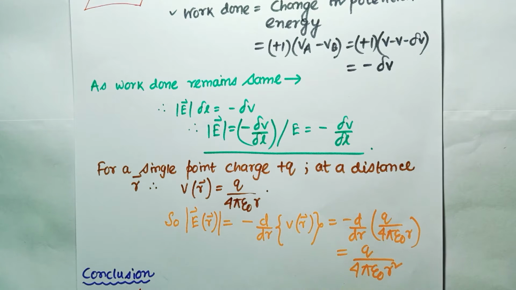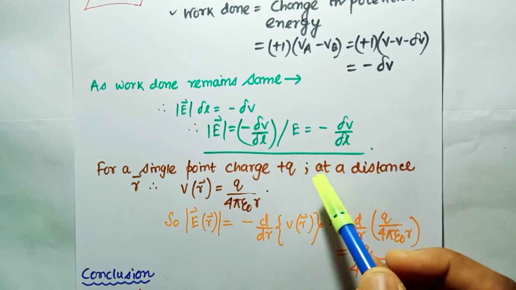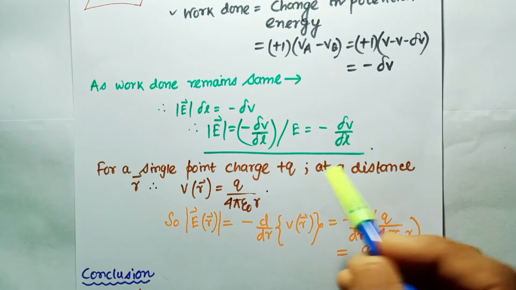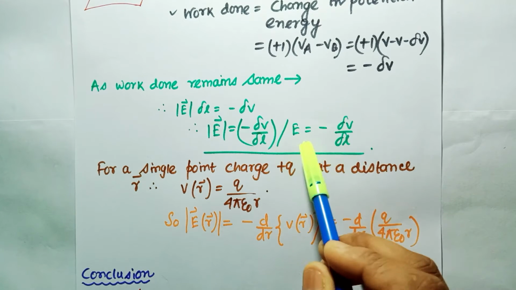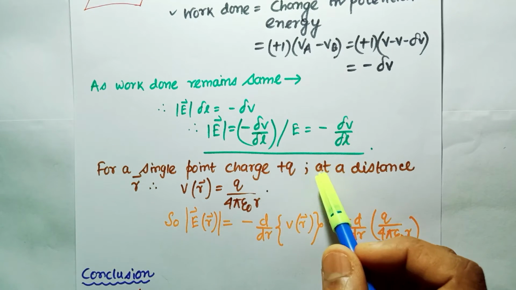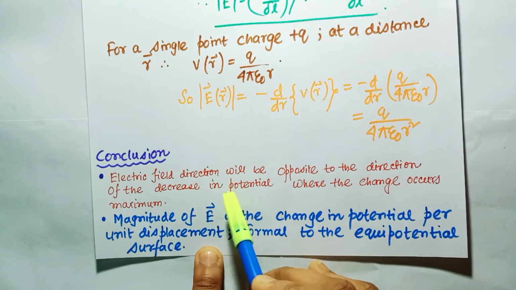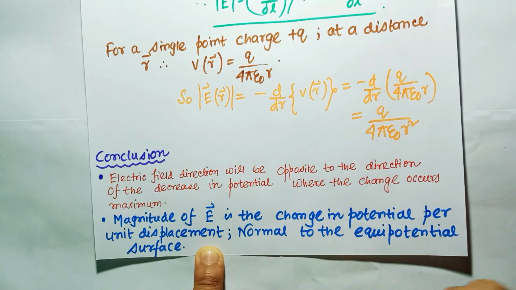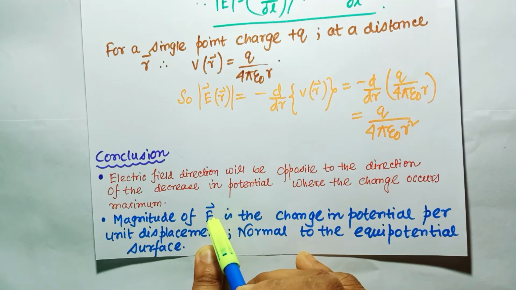From E equal to minus delta V by delta L, from this relation we can get to know that the change in potential, delta V over delta L with the distance, is along the opposite direction of the electric field, because there is a minus sign. So what is the conclusion? The electric field direction will be opposite to the direction of the decrease in potential where the change occurs maximum. It means that obviously it must be the perpendicular direction, and the electric field will be in the opposite direction where the change in potential occurs.